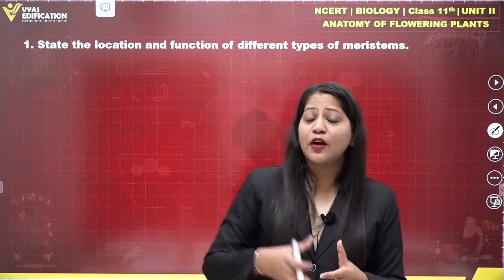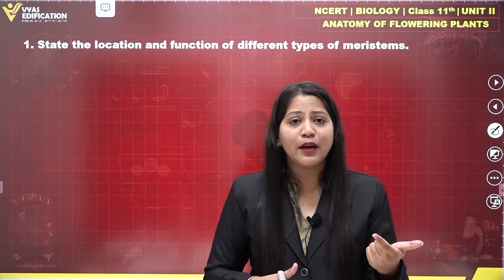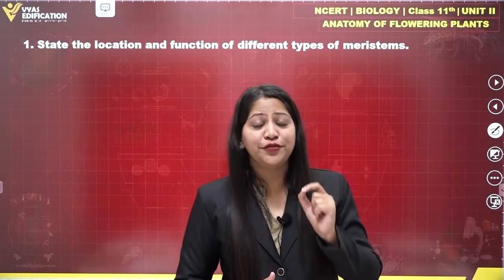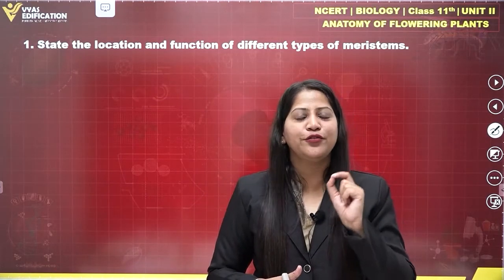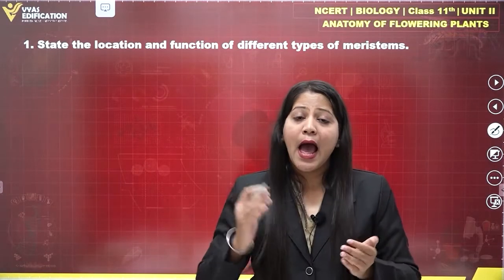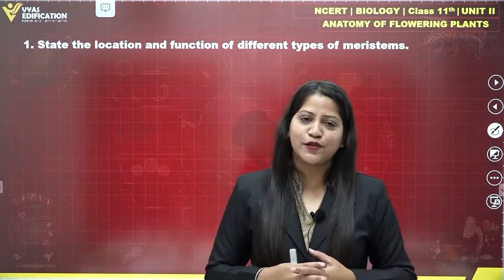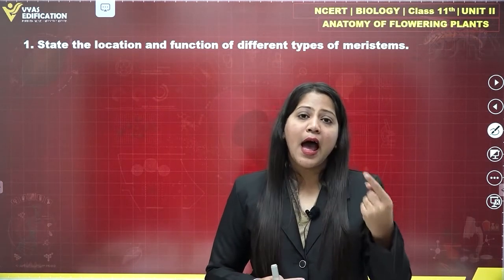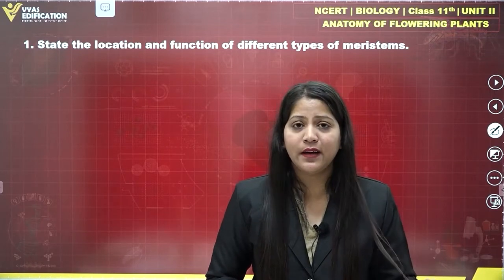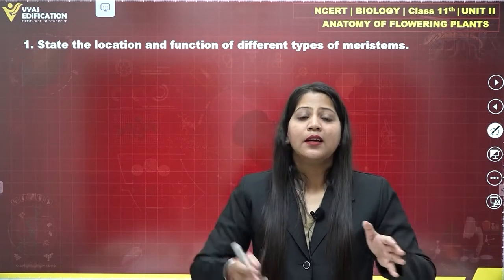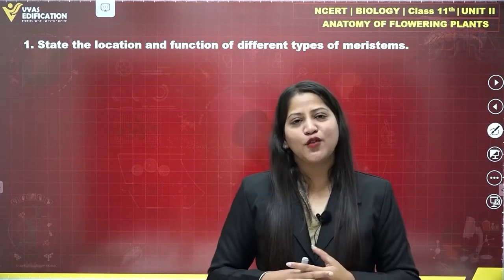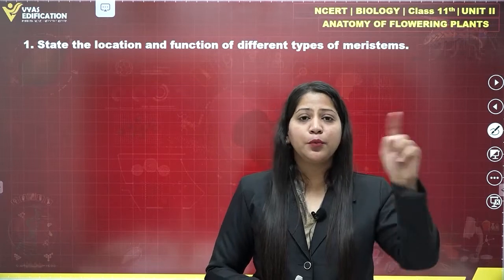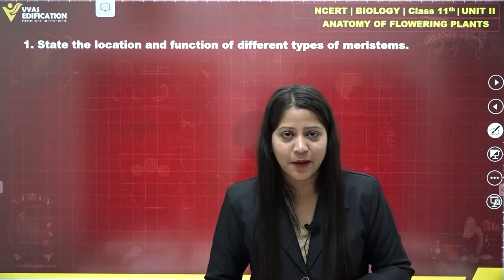Now let's discuss the function of this cork cambium or phellogen. It is going to form a protective cork layer and aerating lenticels on the outside, and another layer on the inner side, which is also known as phelloderm. Now the outer protective cork layer is known as phellem, right?